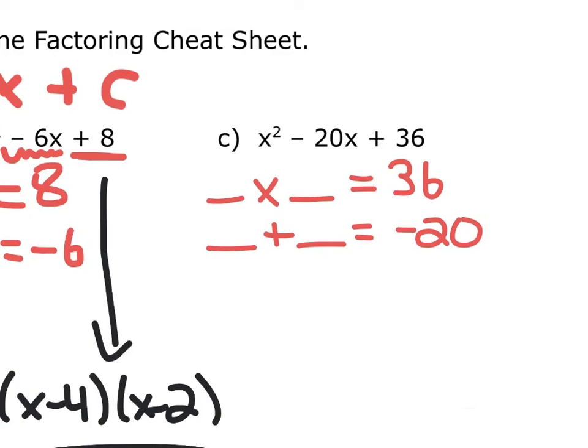Okay. So I've set up the first part, 36 and negative 20. Negative 10. Pretty good.